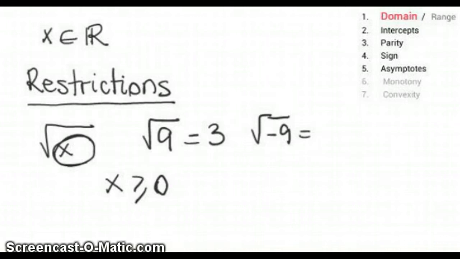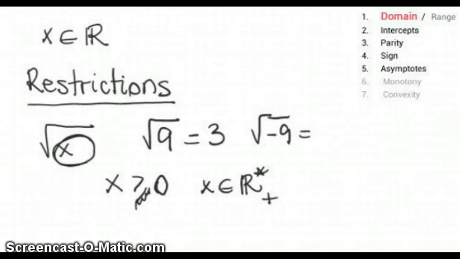So in this case, the domain would be x belongs to R positive, all the positive real numbers. If for some reason I don't want 0 to be in here, okay, then I can just take it out.